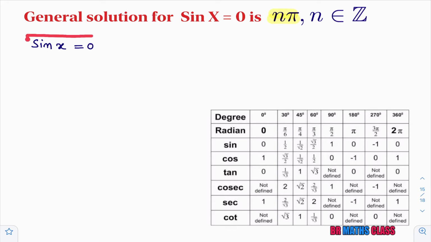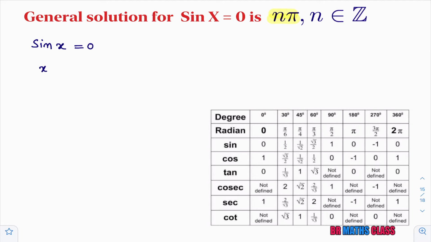You observe I considered the trigonometric equation sin x equal to 0. For what values of x is sin x 0? You observe here, I have written the trigonometry table. What is sine 0 degrees? Sine 0 degrees is 0. What is the sine pi value? Sine pi is 0. What is sine 2 pi? Sine 2 pi is also 0. From this, we can understand that 0 radians, pi radians, 2 pi radians are solutions of this trigonometric equation sin x equal to 0.